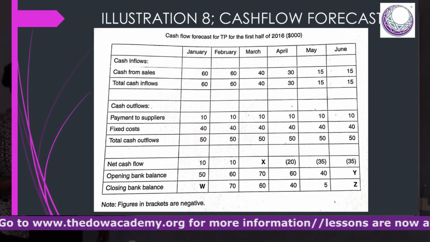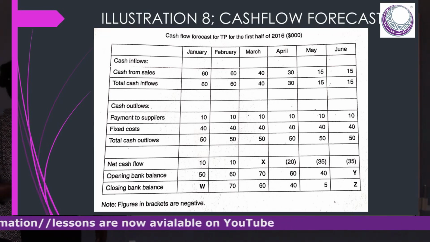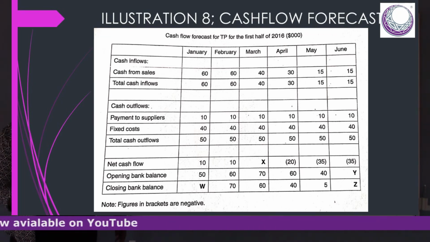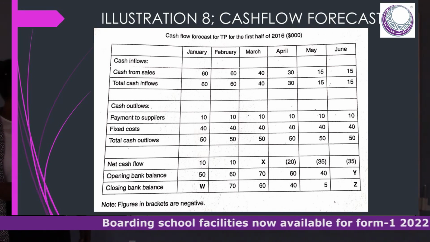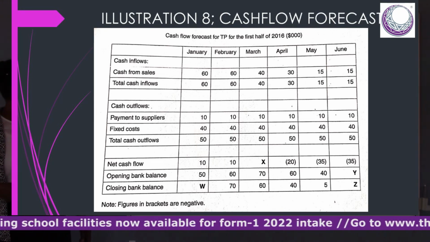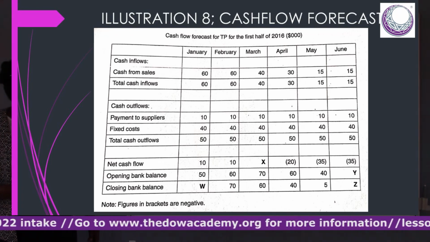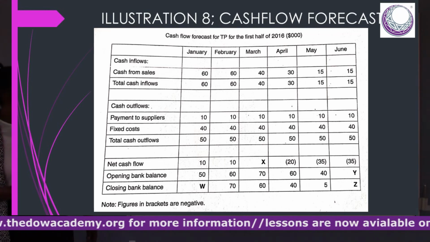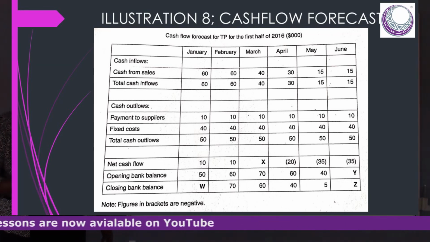So you can also follow the other months like February, and April, May, you can follow through, and you can be able to determine these missing figures, especially the W here, the closing balance. You can also use the same schedule to find those 3. That is a projected cash flow statement.